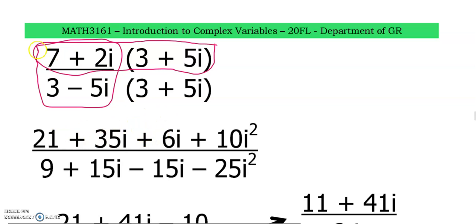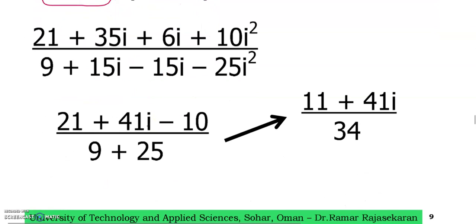We know that, distribute 7: 7 times 3 is 21, next 7 times 5i is 35i, next plus 2i multiplied by 3 is 6i, 2i multiplied by 5i is 10i squared. Similarly you multiply these two terms in the denominator. Now this is nothing but a minus b, a plus b, which means a squared minus b squared. Or else you can distribute. Here I have distributed. Either you apply the rule or you can distribute. Now what you will get, 21 plus 41i minus 10 divided by 9 plus 25.